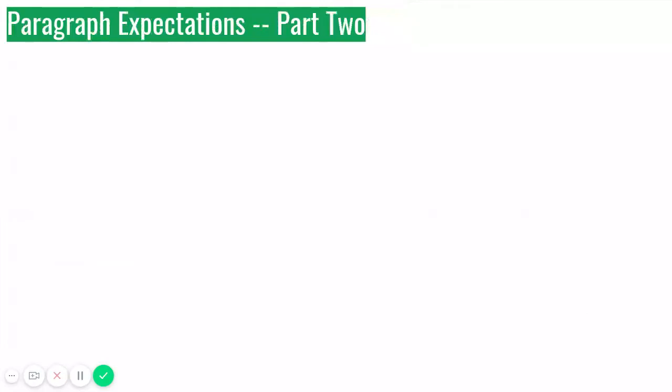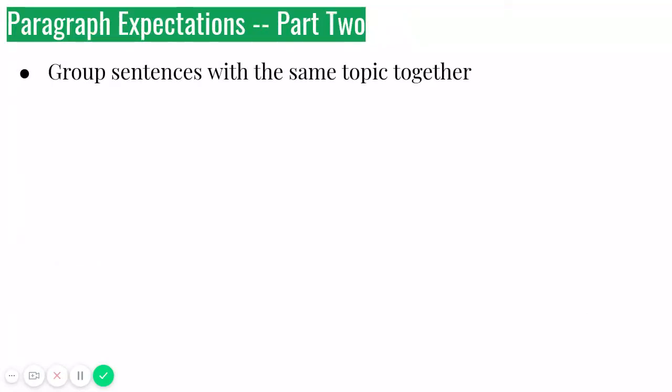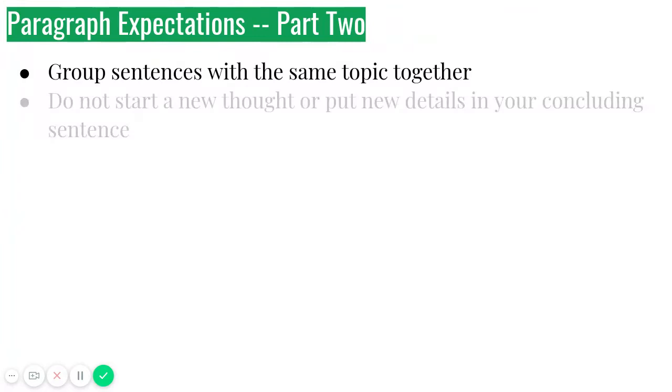So, paragraph expectations part 2, we're adding on to what we already know. You're going to group sentences with the same topic together. What that means is if you're writing a paragraph all about why kids should have cell phones, that's all that you're writing about in that paragraph. You are not writing about what flavor of ice cream is best. You're just focused on the topic at hand. All the sentences that go together with the same topic are in the same paragraph.